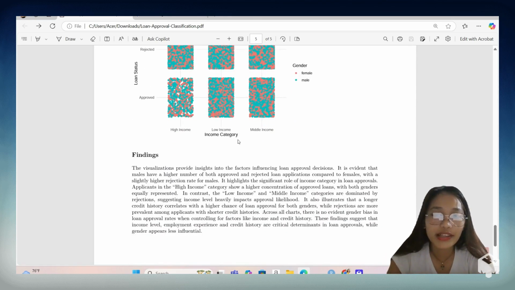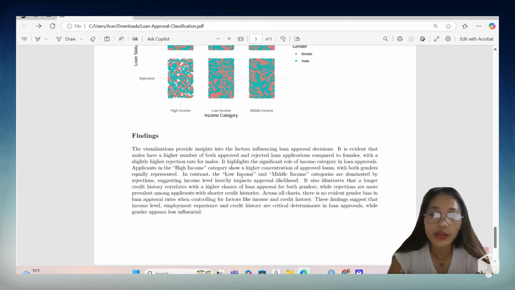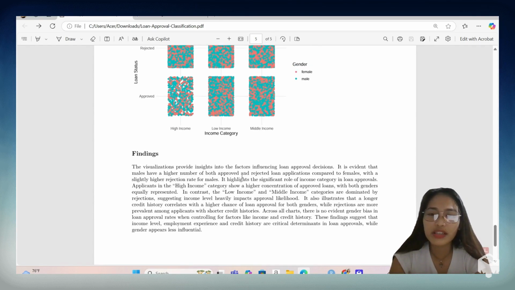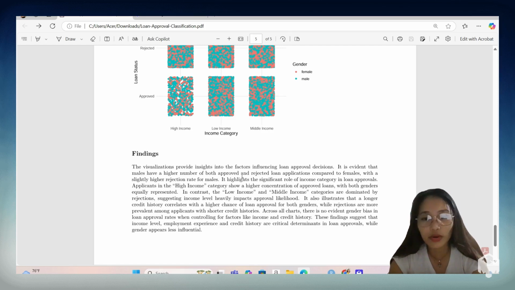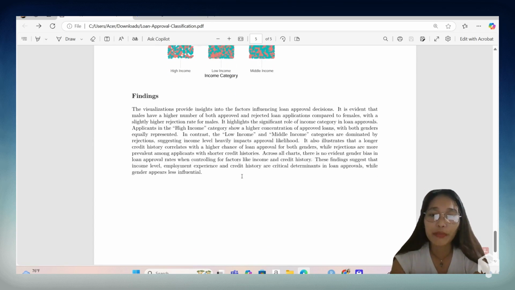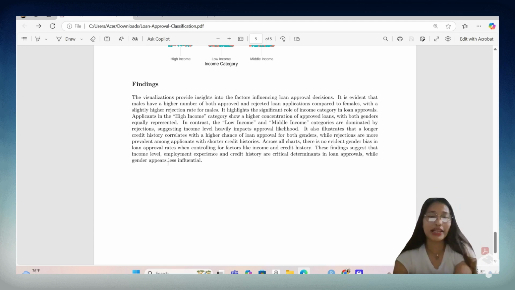Next, the findings of this data set. The findings focus on what affects loan approval decisions. First, we notice that males have more applicants overall, both approved and rejected, but their rejection rate is slightly higher than females. Income plays a big role in whether loans get approved. People in the high income group are more likely to have their loans approved, and both genders are represented equally here.